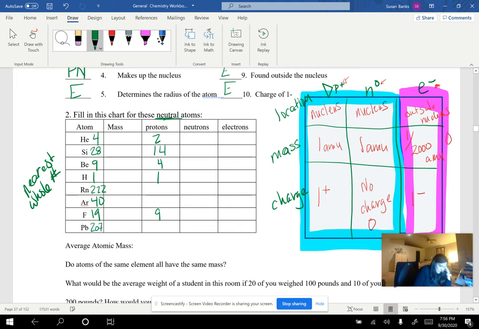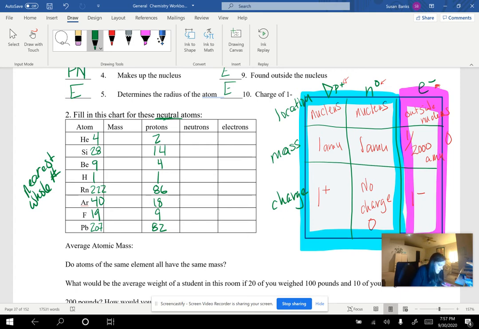So 4 and 18, 82, and 86. Okay, so we're set. Now we can finally figure out mass and protons, neutrons, and electrons.